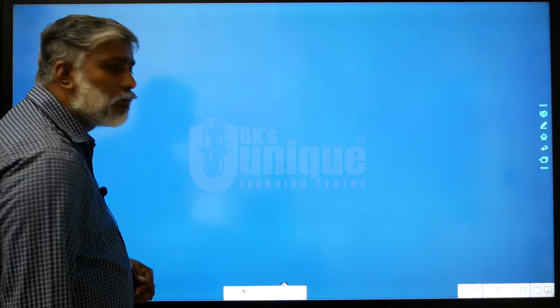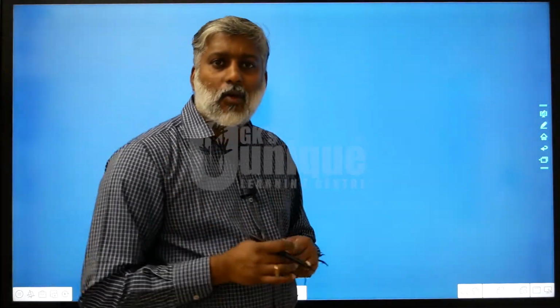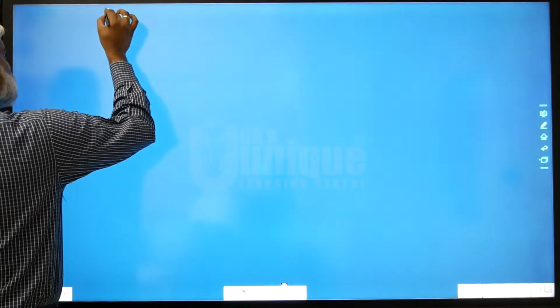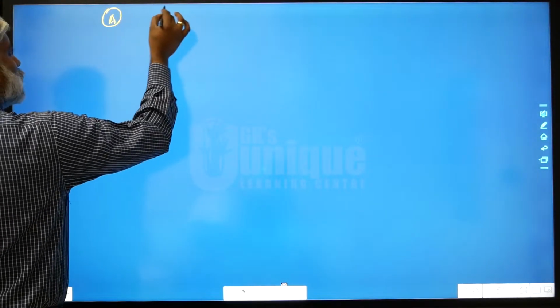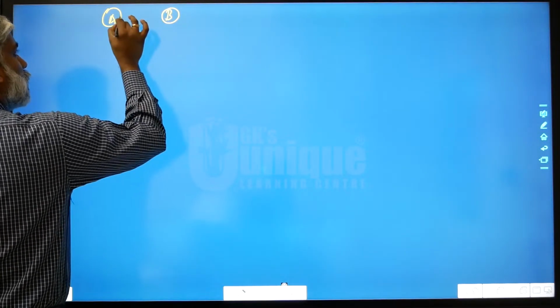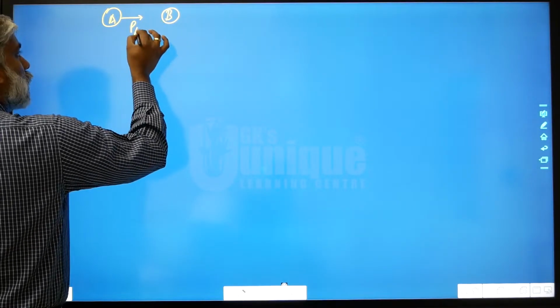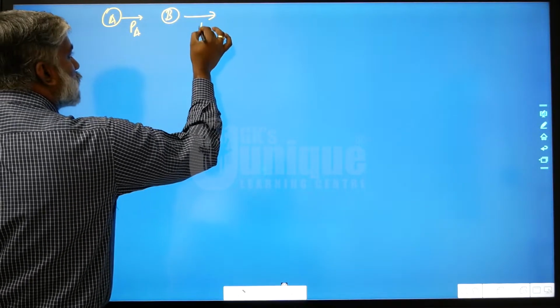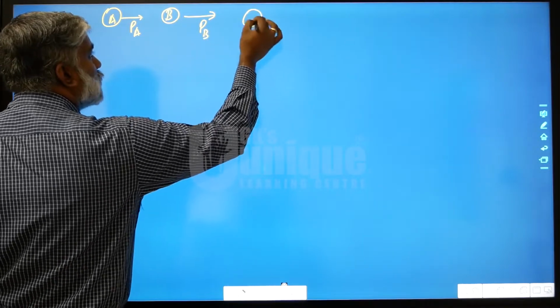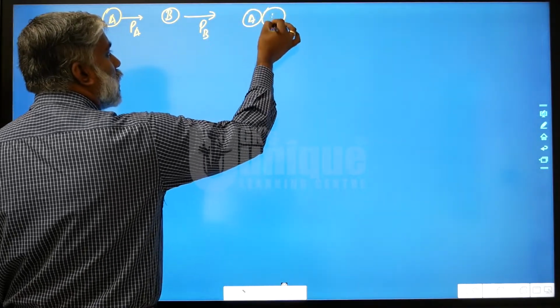See, explain the collision between two objects on the basis of what? Law of conservation of linear momentum. It is a question. So you consider two moving bodies, A and B. Okay, they are moving along a straight line. The initial momenta are PA and PB respectively. They collide against each other.